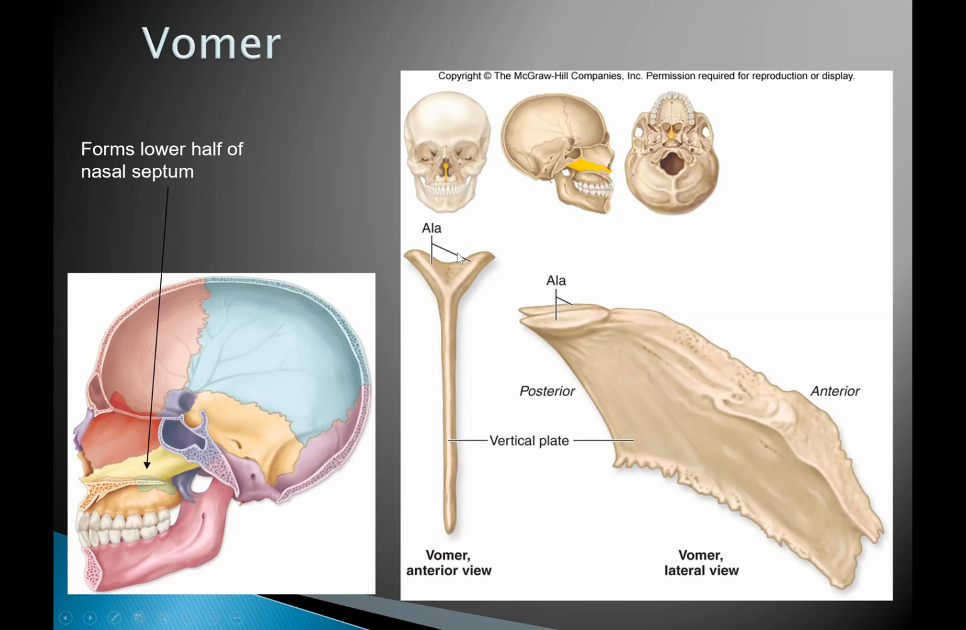You have the Y-shape, and the wings up here are known as the ala, and then you have a vertical plate that comes down. If I look from the side, the vertical plate actually goes all the way back, right there. So that's the vomer in yellow right there.